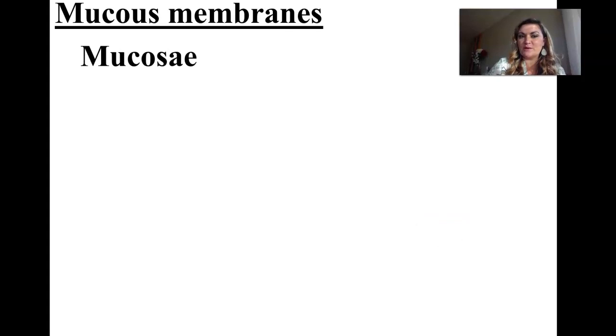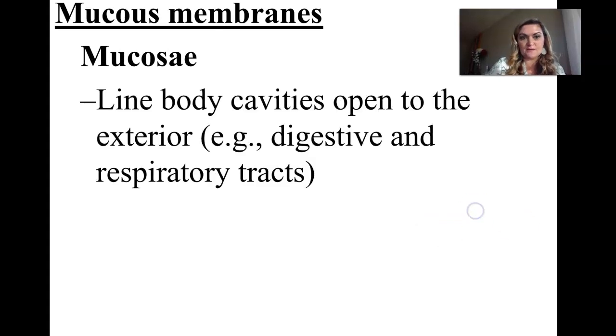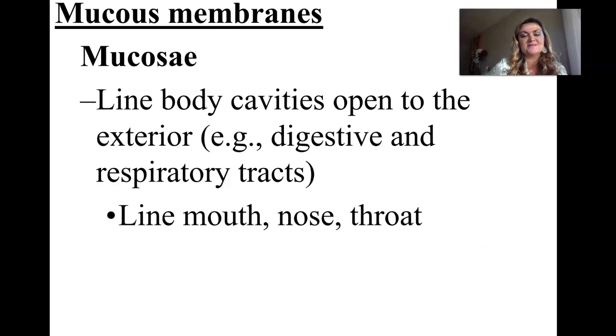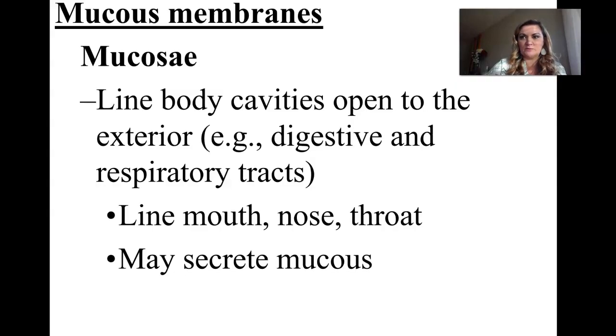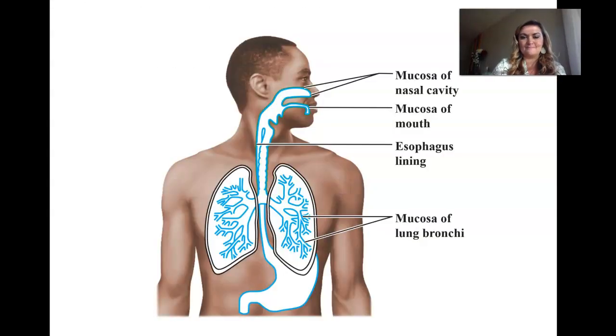Next is our mucous membranes, often referred to as the mucosa. These are going to line body cavities that open to the outside. So, for example, the digestive tracts and the respiratory tracts. So they'll line the mouth, nose, and throat. They may secrete mucus. And here they are. And so you see the mucosa lining the mouth, the nose, the throat.